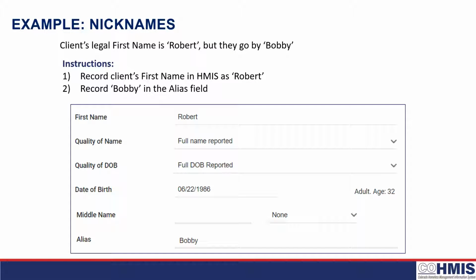All right, let's go through a few quick examples of scenarios you might see as you work with HMIS and work with client data. In our first example, our client's legal first name is Robert, but they prefer to go by Bobby. So for HUD, they want that full first name reported to make sure we're not creating those duplicate records. So we should record Robert in the first name field in HMIS, and then record Bobby in that alias field. And doing this allows us to search by Bobby or Robert, but we can still select a full name reported in that quality of name that we report to HUD.